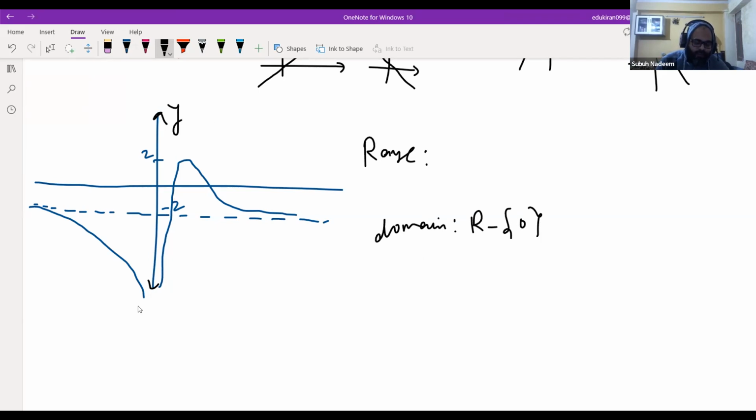So you can see that from minus infinity, the graph is going up. This part of the graph goes till 2, then comes down. So the values above 2 are not getting covered. These values are not getting covered. So you will say minus infinity, comma 2, this is the range. From 2 to infinity, it is not getting covered.